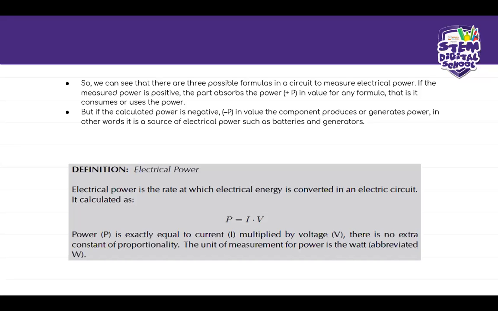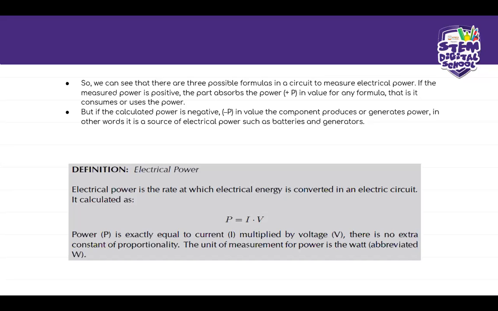So in this case, it means that when you do a calculation of power, if the power that you get is positive, it means that it's the load. It's what has been consumed. Okay, it's your light bulb that lights. It's your heater that gives out the heat. That is your positive P.